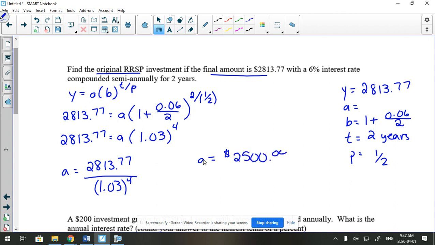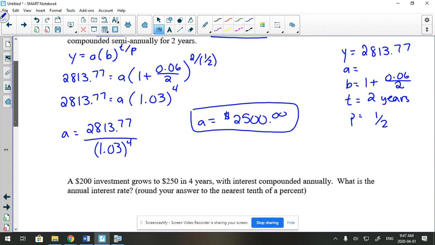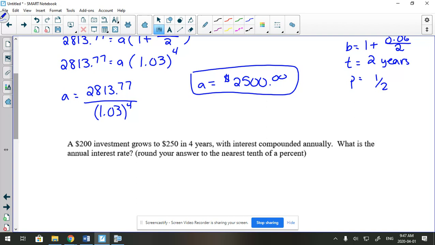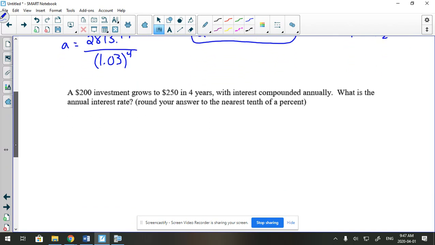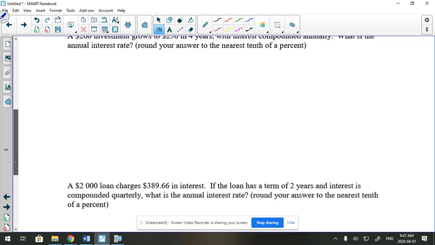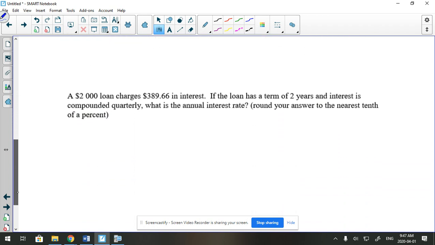So that's how much we would have started with to end up with $2,800 in the end. Okay, the next two questions are similar. We're looking for interest rate now, which is a little bit trickier. The trickiest one is the bottom one, so I'm going to do the bottom one. This one you can look at in the filled in copy of the notes.